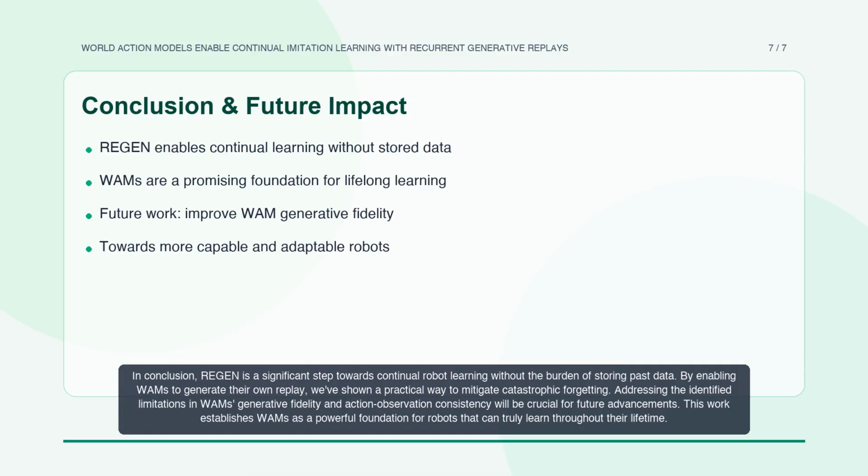In conclusion, RAGEN is a significant step towards continual robot learning without the burden of storing past data. By enabling WAMs to generate their own replay, we've shown a practical way to mitigate catastrophic forgetting. Addressing the identified limitations in WAM's generative fidelity and action observation consistency will be crucial for future advancements. This work establishes WAMs as a powerful foundation for robots that can truly learn throughout their lifetime.